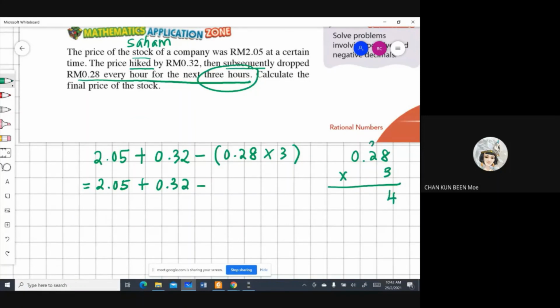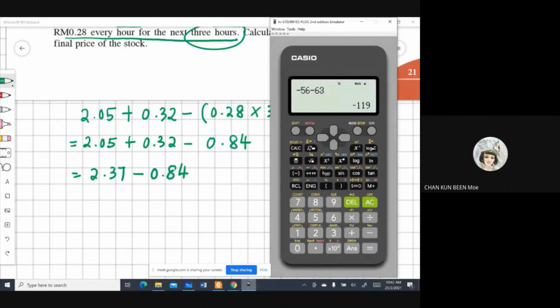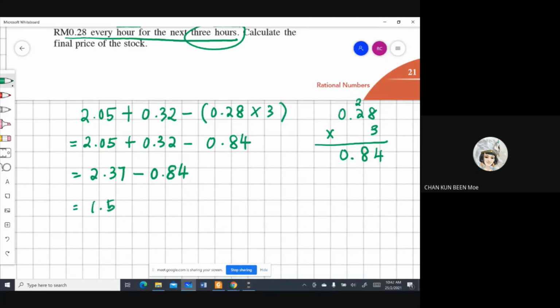3 times 8 is 24. 3 times 2 is 6, plus 2, so it is 0.84. Next, 2.05 plus 0.32 is 2.37 minus 0.84. Okay, so same thing, you are going to do the calculation. Until the end of this part, actually, you also can press the calculator. So let me show it to you. 2.37 minus 0.84. We will get a fraction, right? To change it, you press the SD button, meaning that you change from fraction to decimal. You can see this one. So press this, you will get 1.53.